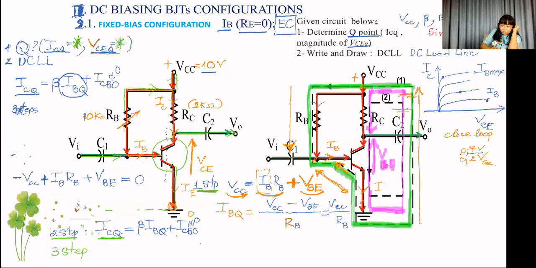And in step 3, we collect the equation. Here we collect the first equation. This is the biasing equation, tức là phương trình phân cực. And now we write the load line equation, là phương trình đường tải đấy các em.